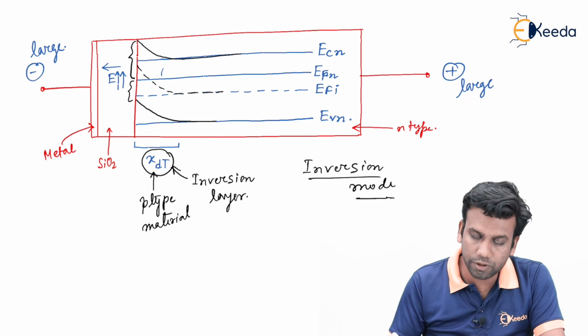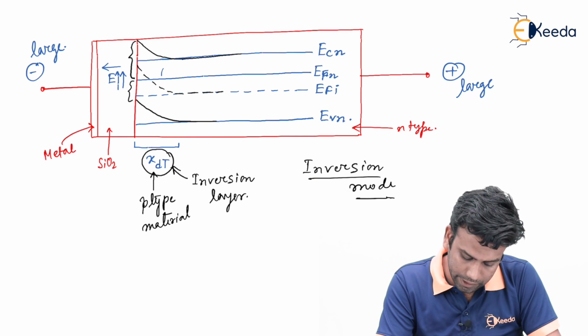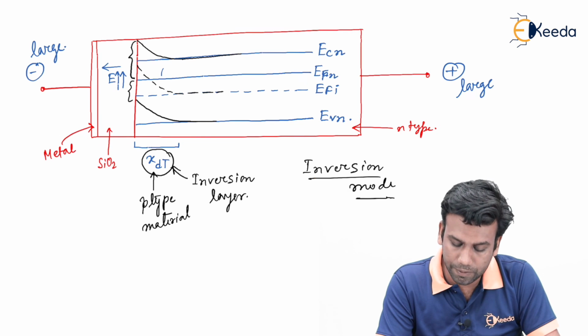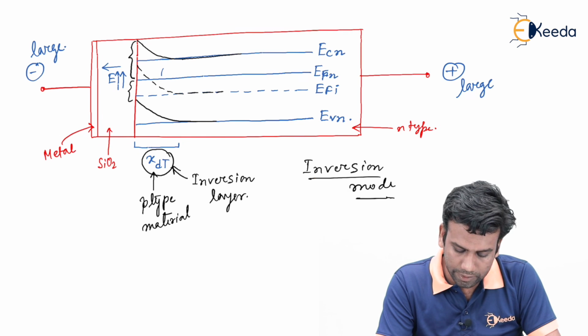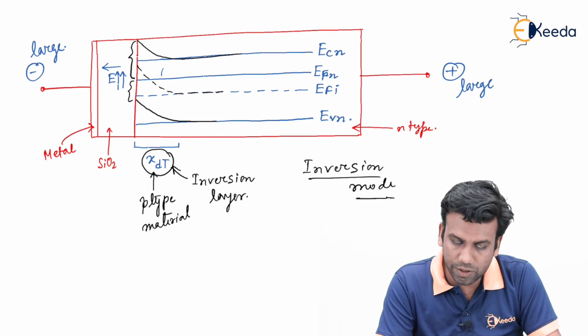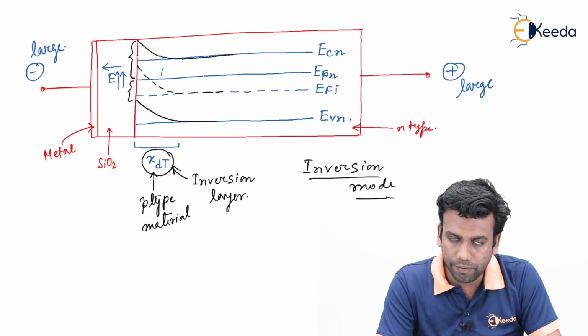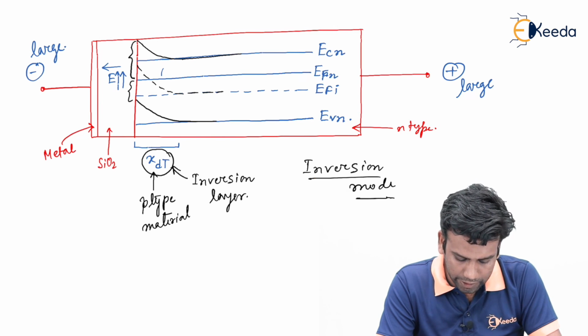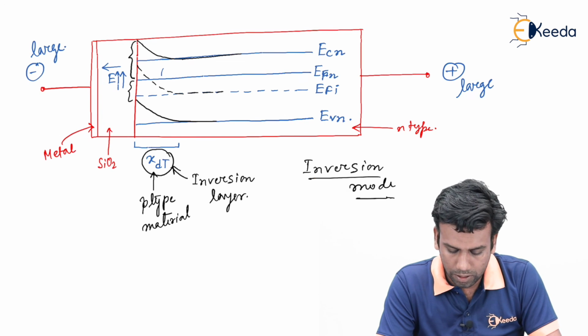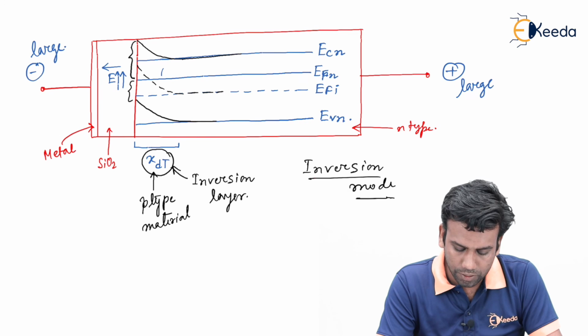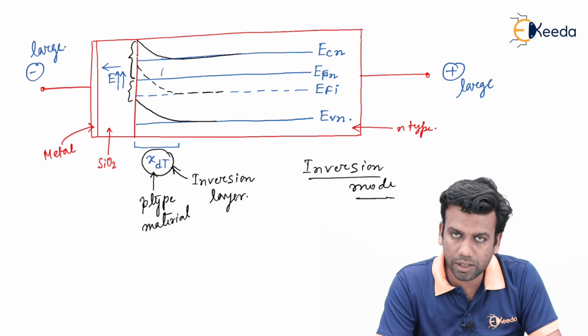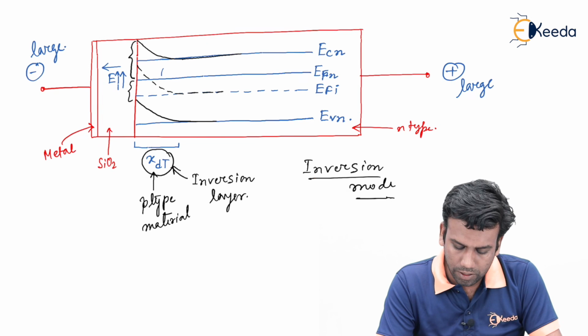So these are the three modes of operation of a MOS capacitor with an n-type substrate. First one is the accumulation mode, second one is the depletion mode, and the inversion mode is the third one. And in the inversion mode, the region near the interface has been converted from n-type to p-type substrate. So this is how the MOS capacitor will operate with the applied electric bias from the outside.